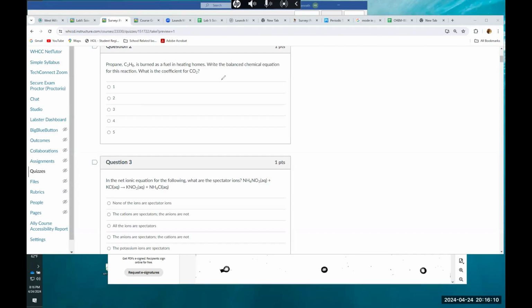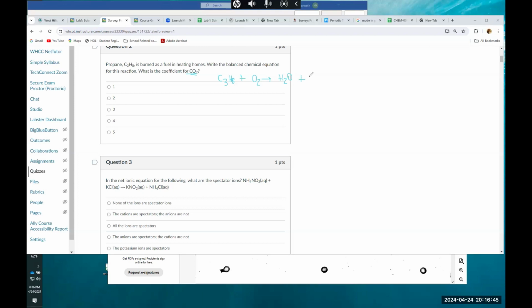Okay. So what is the chemical formula for propane? C3H8. What is it reacting with? O2, that's right. And then the products are always like water and carbon, I think. Was it single? Water and carbon dioxide.